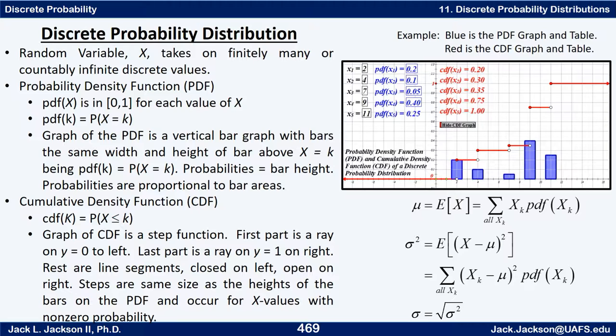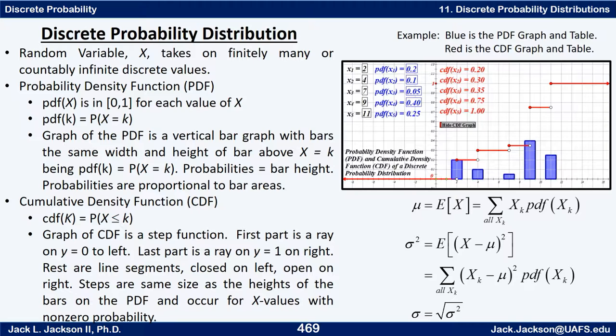So the graph of the PDF is always given as a vertical bar graph, where the bars have the same width as each other, and the height of the bar above a particular x value, say x equals k, is the value of the PDF function. In other words, it's the probability that x equals that particular k value. So probabilities equal the bar heights. Probabilities are proportional to bar areas. Area is width times height, so if you take the area and divide by the width, you get the height, which is the probability.